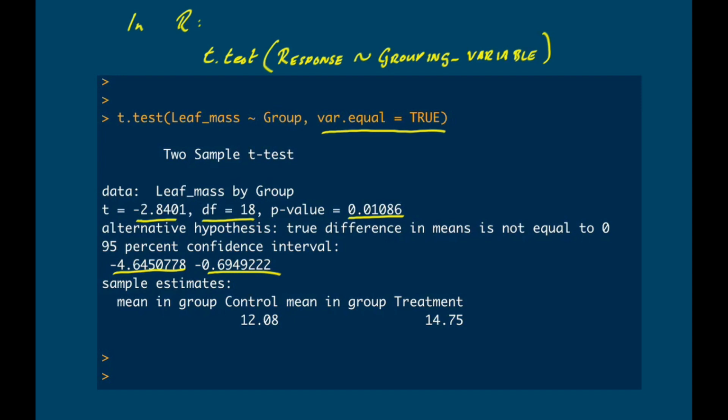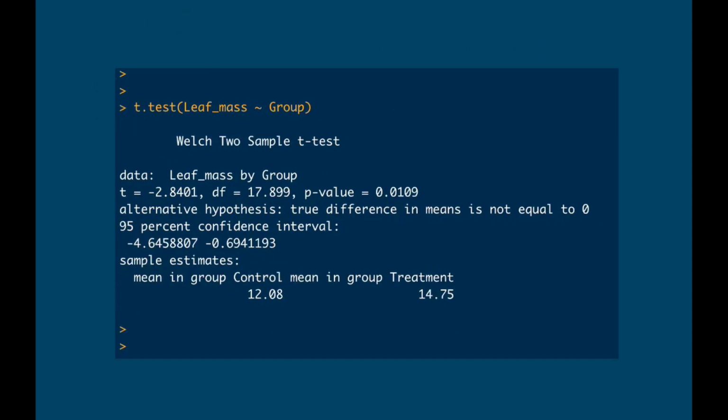Finally, let's see what we get if we do this calculation without setting var.equal equals TRUE for our t.test function in R. This is what we get, and you can see it's slightly different. This is now called a Welch two-sample t-test, and this is an adaptation of the t-test that works when you have different variances between groups. Our value for t is basically the same, although in fact it's calculated in a slightly different way for the Welch two-sample t-test. And the other thing you can notice is that the degrees of freedom are fractional.